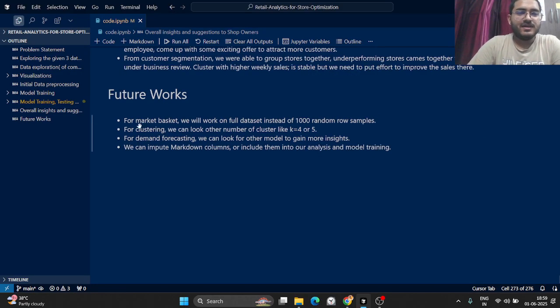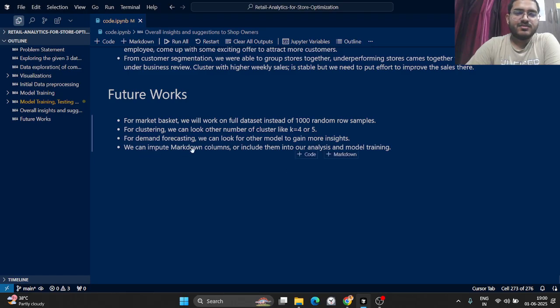For the future work, for market analysis, we used a sample of data, but we should work on the full data set. Also the item column was missing, so we need to look for some additional data. For clustering, I only used k equal to 3 clusters, but we should look for other possibilities too, like other numbers of clusters, 4, 5. For clustering, we can also look for other models to get more insights.